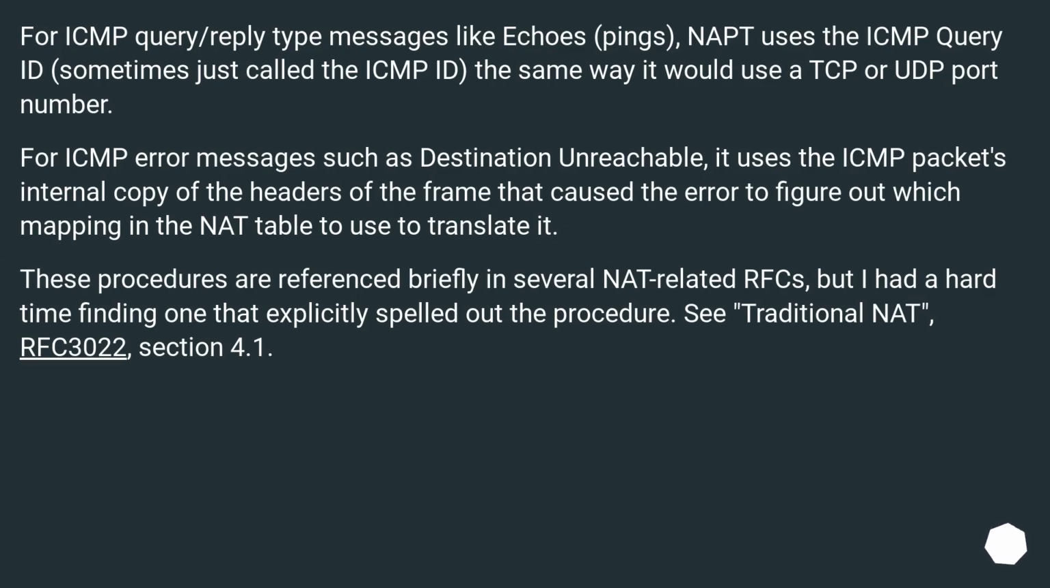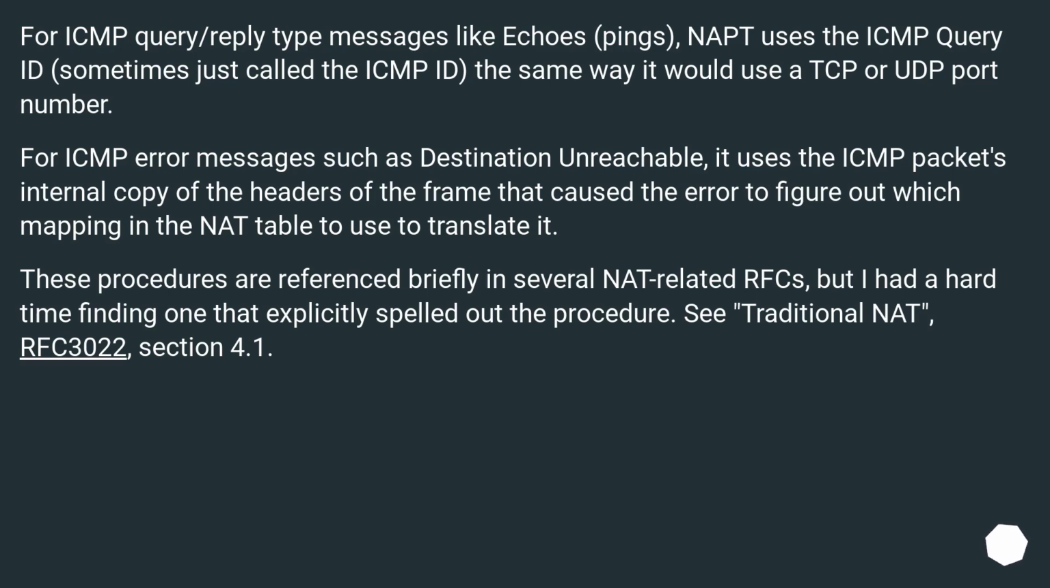For ICMP query/reply type messages like echoes and pings, NAT uses the ICMP query ID, sometimes just called the ICPID, the same way it would use a TCP or UDP port number. For ICMP error messages such as destination unreachable, it uses the ICMP packet's internal copy of the headers of the frame that caused the error to figure out which mapping in the NAT table to use to translate it.